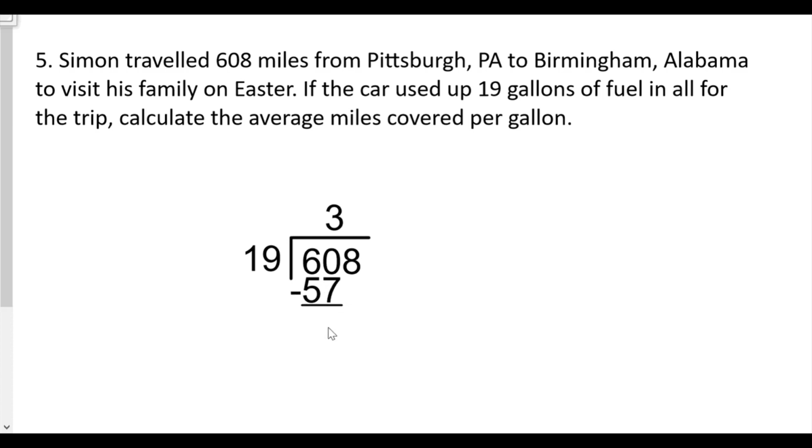And that gives me 3. I'll bring down my 8. 19 goes into 38 2 times, because 19 times 2 is 38. Now I subtract that. I get an answer, or a remainder, of 0. So it's 32 miles per gallon.